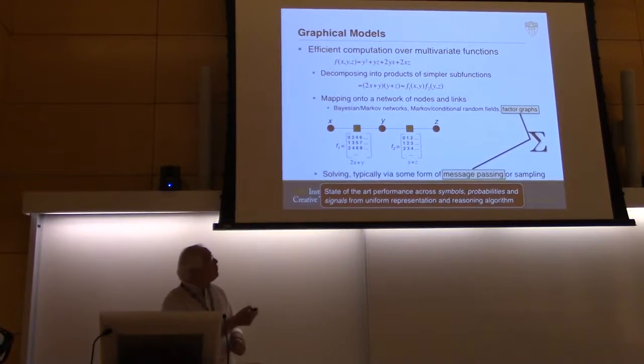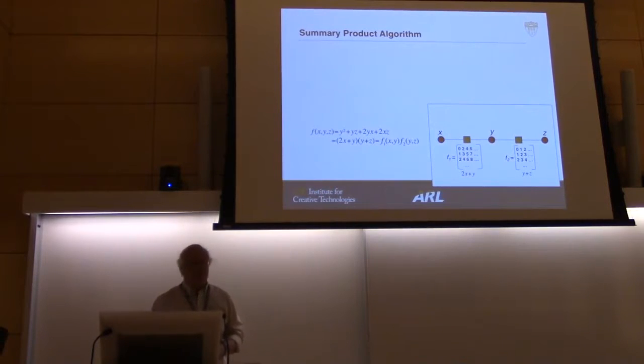In Sigma, we're using factor graphs, which are the most general form of graphical models known, and a form of message passing called the summary product algorithm. I'm going to tell you a little bit about that algorithm on the next slide, because again, what we're talking about here is going to depend on that. So the summary product algorithm.